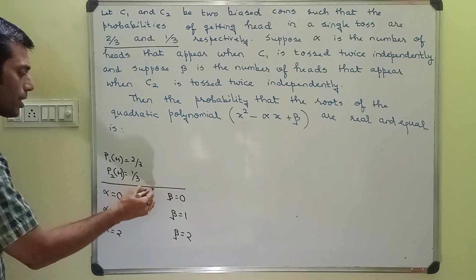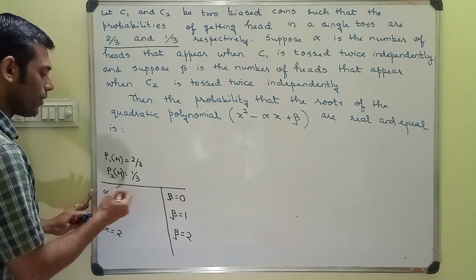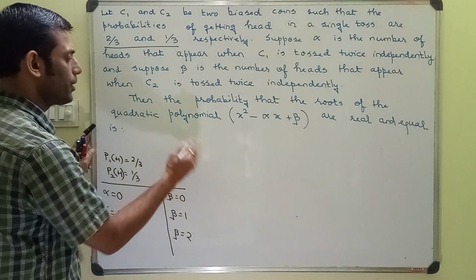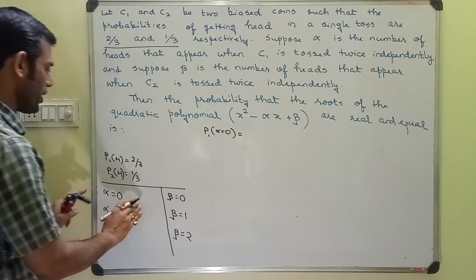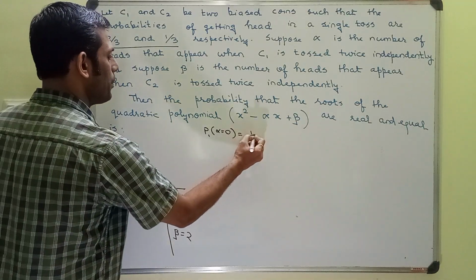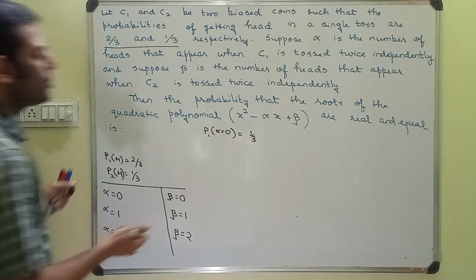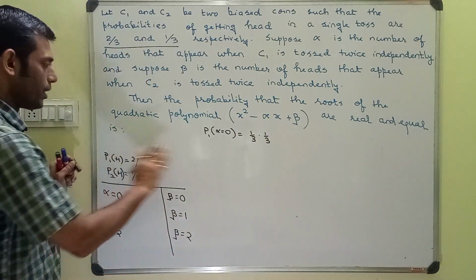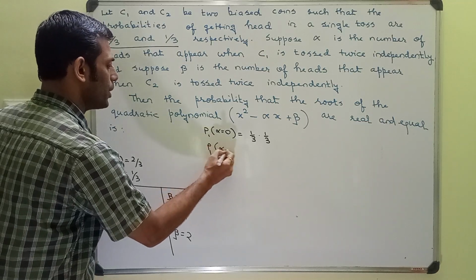Now using these you can calculate the probabilities respectively for P1, I mean to say P1 of 0, P1 of 1, P1 of 2 and like this. So let's proceed. Probability for alpha equal to 0 would be equal to how much? No heads from the first coin. That means 1 by 3, and it is tossed twice. So in the first toss you get 1 by 3, in the second toss another 1 by 3.